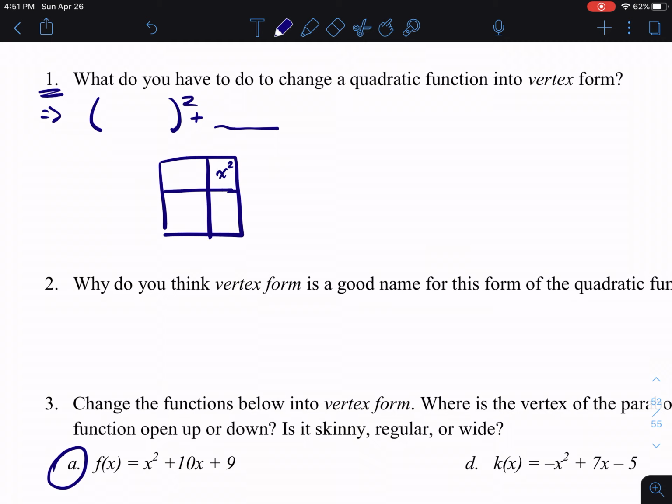Maybe these are the x squareds, and these are the rods, and then these would be the singles, right? And then there'll be some loose ones. So I'd like you to write out in your own words what you have to do in order to be able to get to that form.